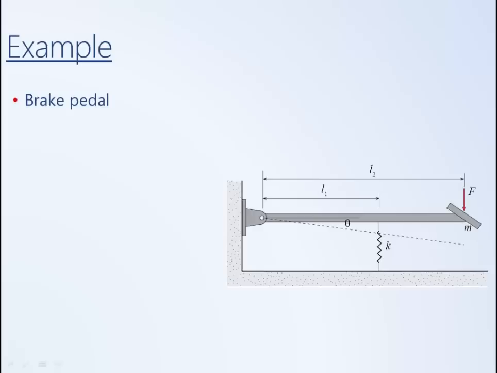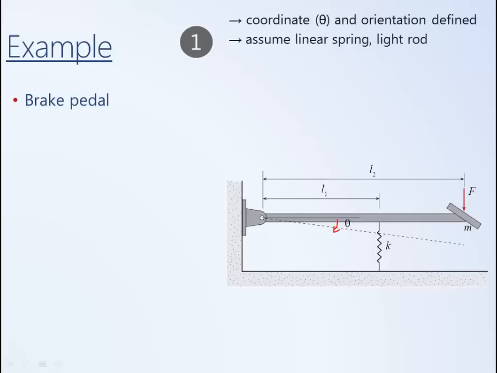The approach that we'll use is the same approach we've been using. First, we will define a coordinate system and its orientation. In this particular case, we will define the motion of the pedal in terms of its angular displacement theta, and we'll define rotation downward, or rotation in the clockwise direction, to be positive. We'll assume a linear spring and a light rod. By assuming that the rod is light, we're making the assumption that the mass of the pedal is concentrated entirely at the end.